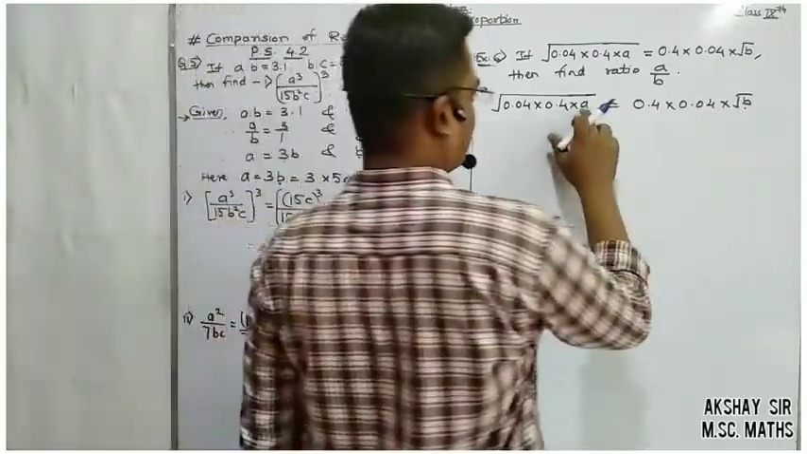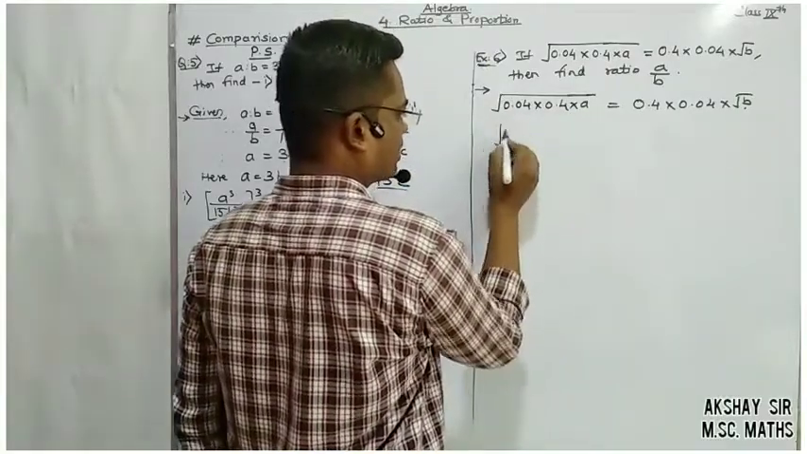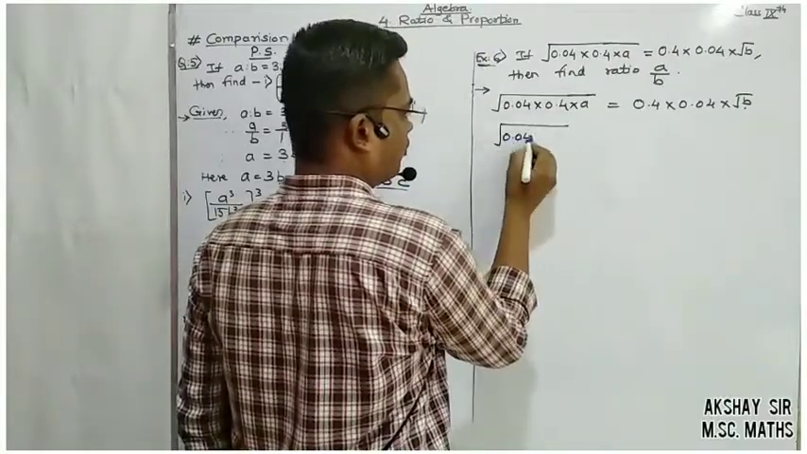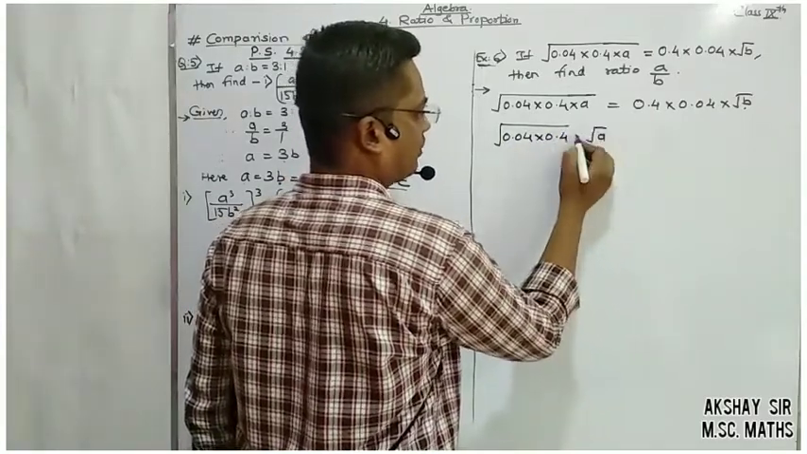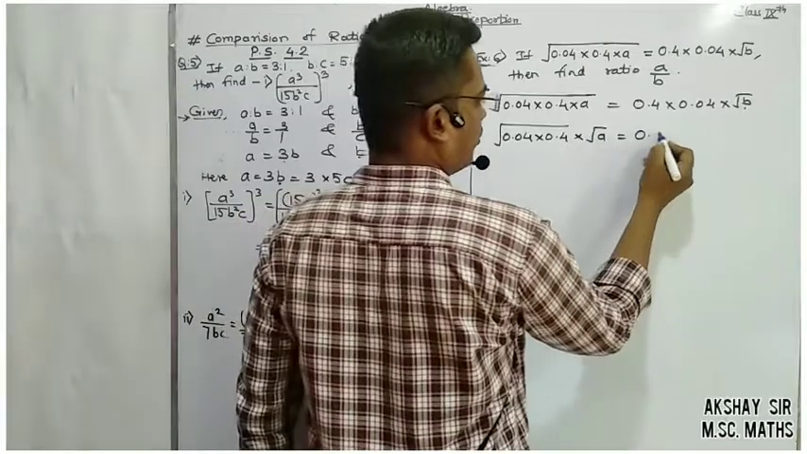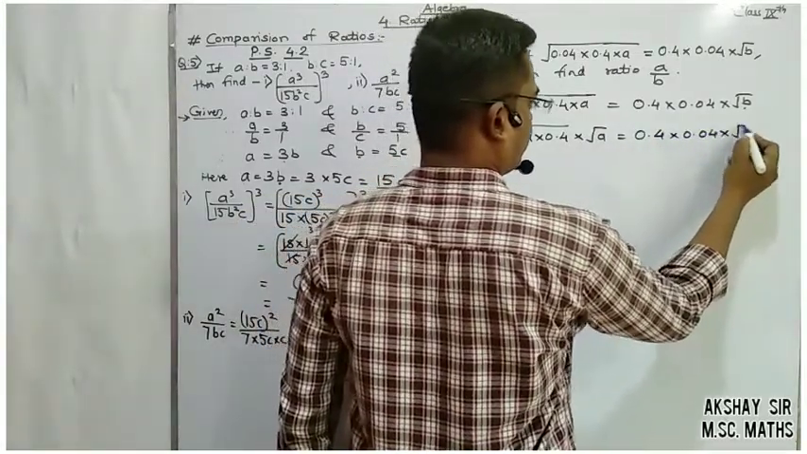So we will have to square it, but not now. Let us simplify it first. First of all, we will split it like this: 0.04 into 0.4, and root a can be taken out separately. So we write it in this format: 0.4 into 0.04 into root b.